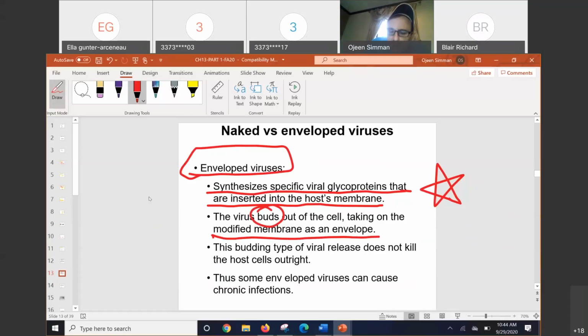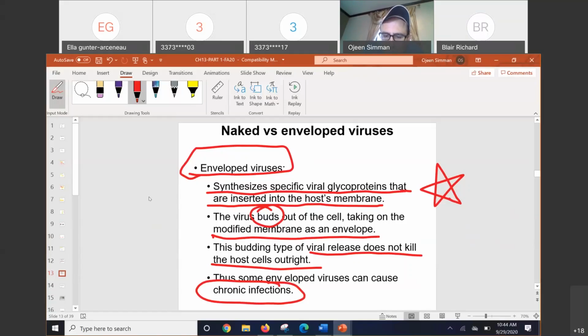Now, upon release during this budding process, the virus does not kill the host cell right away. This is the reason why enveloped viruses tend to cause chronic infections, like the hepatitis B virus, for example. They tend to cause chronic long-term infections.